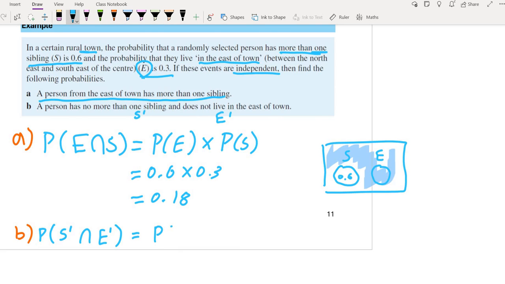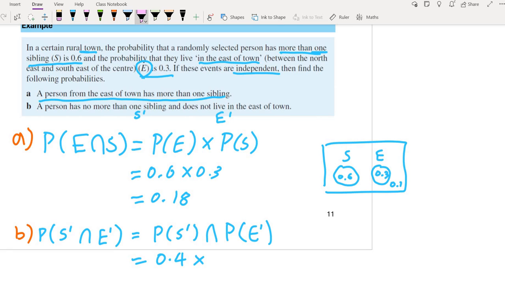maybe I should set it up with this. Because they're independent, we can again use this. So we know S complement is 0.4, and then we know E is 0.3, which means the outside has to be 0.1 because it has to add up to 1. So E complement is everywhere outside, so it's the 0.6 and the 0.1, 0.7, so 0.4 times 0.7, so 0.28 is what we're looking for here.